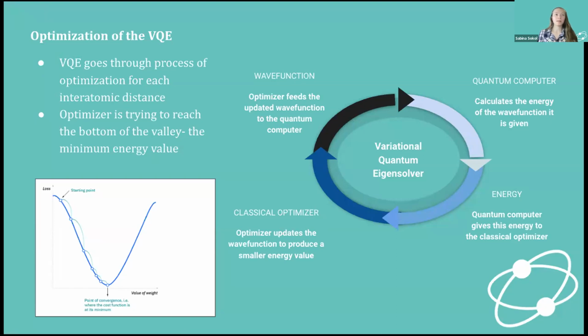Think of this as being in a valley and wanting to reach the lowest point. Based on your previous steps, you try to determine the direction in which to take your next step to reach the bottom of the valley. And this is what that classical optimizer does. It updates the ansatz based on the changes that seem to reduce the energy.